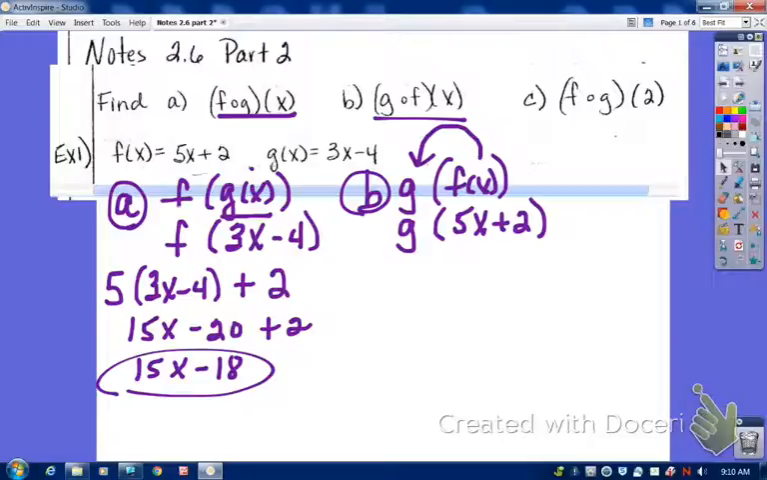So it's going to look like this, 3, and instead of the X, we're going to substitute in 5x plus 2, and then we're going to subtract 4. So our F of X function is actually going to go into our G of X function. We're going to distribute the 3 and then combine like terms.